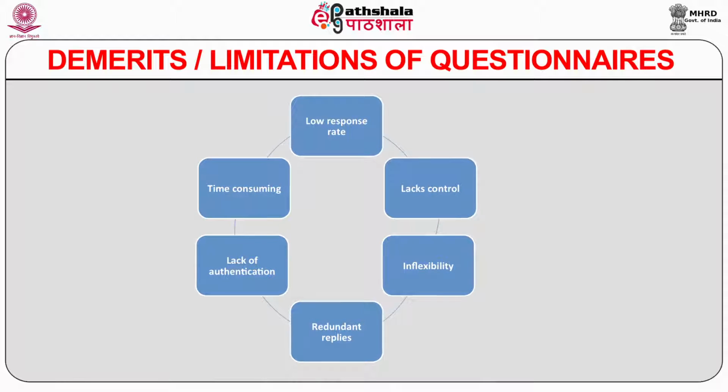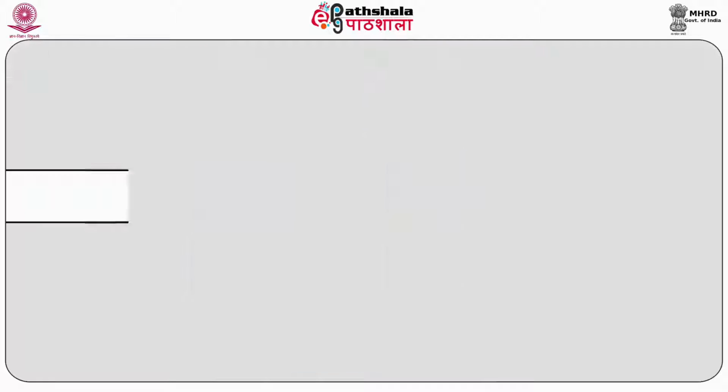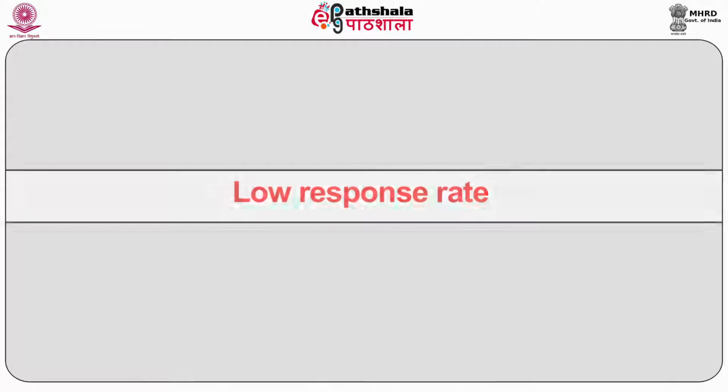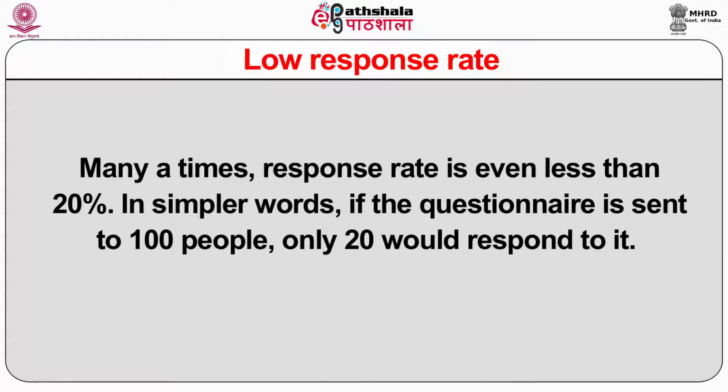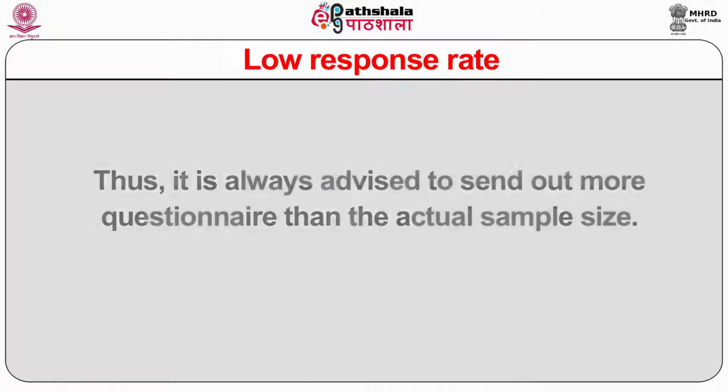The main demerits and limitations of this method are as: firstly, low response rate. There is a great possibility that the respondents don't even fill the questionnaire. It has been observed under many studies that have adopted the questionnaire method does not get satisfactory number of responses. Many a times, response rate is even less than 20%. In simpler words, if the questionnaire is sent to 100 people, only 20 would respond to it. Thus, it is always advised to send out more questionnaires than the actual sample size.